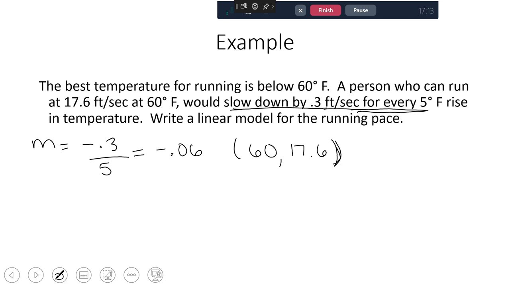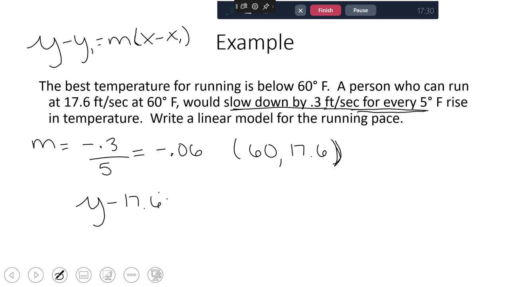Okay? Then my point that I'm going to use at 60 degrees, we would run at 17.6 feet per second. Okay? So I have a point and I have slope, so I can write in point slope form, which is y minus y1 equals m, then x minus x1. So we have y minus our y value, which is 17.6, equals m, which we decided is negative 0.06. Then we have x minus 60.